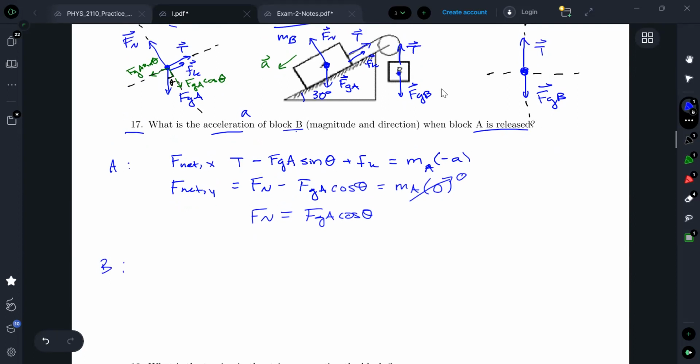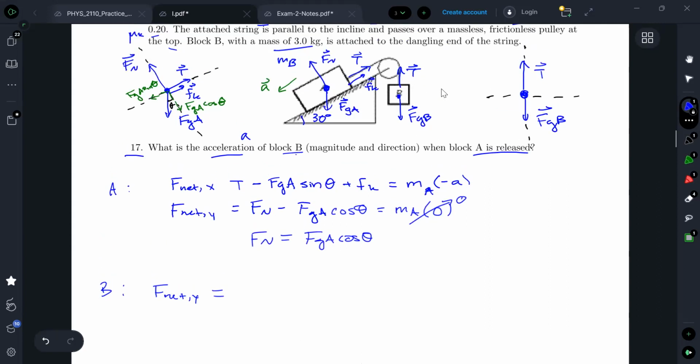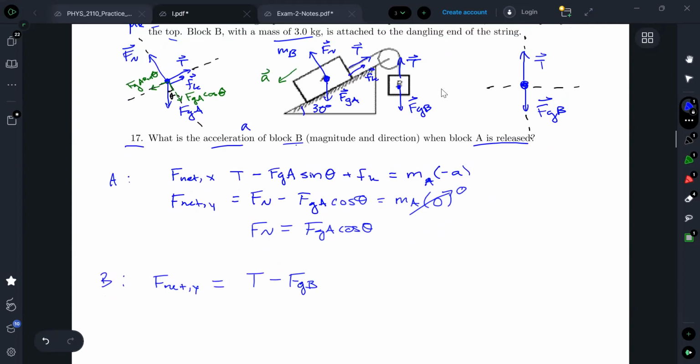Net force on it is pretty easy. It's just in the Y direction. And if I call up my positive direction, that's tension minus FGB, and that equals mass times acceleration. So if block A is sliding down the ramp, that would mean block B is going up at that same acceleration. So I would call that one a positive A.